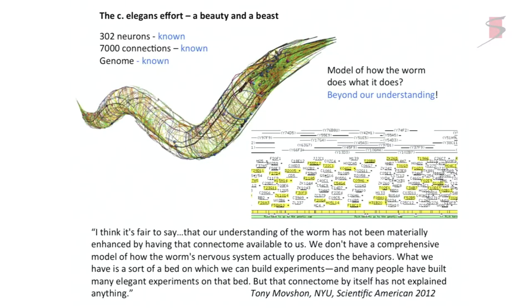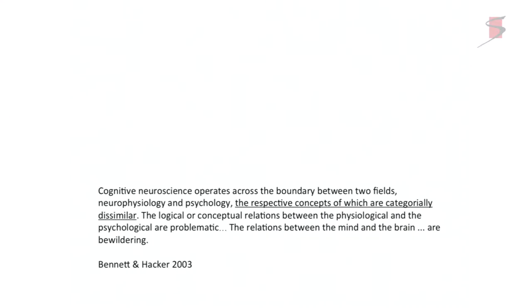The only circuit that's well understood is the defecation circuit. Now, that's admittedly very important and a lovely thing. But I think our ambition, our yearning should be higher. My colleague Tony Movshon says it's fair to say that our understanding of the worm has not been materially enhanced by having the connectome available to us. We don't have a comprehensive model of how the worm's nervous system actually produces the behaviors and so on and so forth. So stuff's not good. There's something rotten in the state of Denmark.